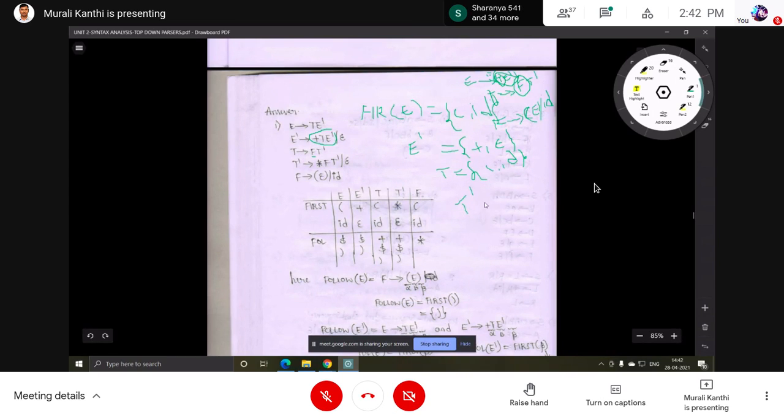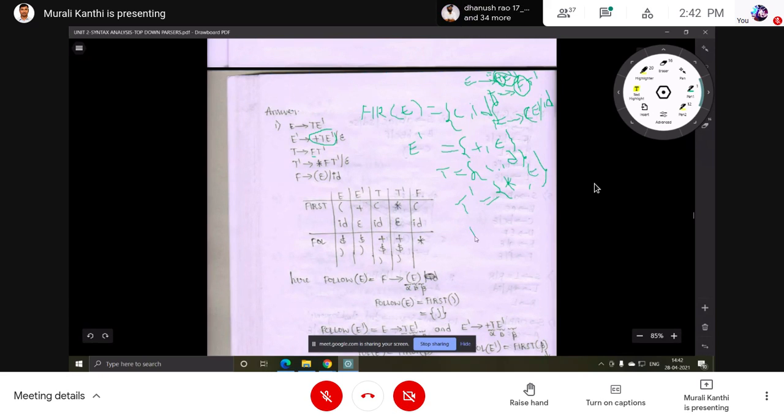Next is first of T dash. T dash has two productions: one is this one and the other one is epsilon. The first symbol is star, which is a terminal, so add it to the set. If it is a non-terminal, go to that corresponding production. If it is a terminal, simply add that terminal to the set. From the second production we get epsilon, a terminal, so just add it to the set.